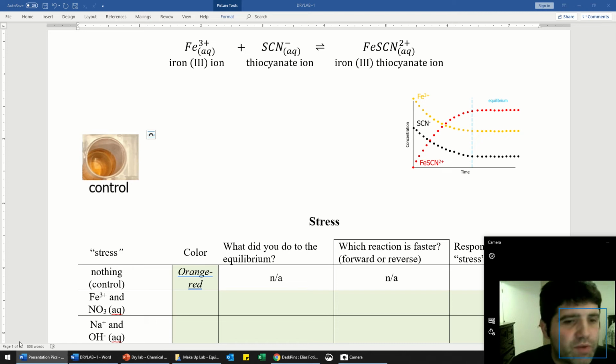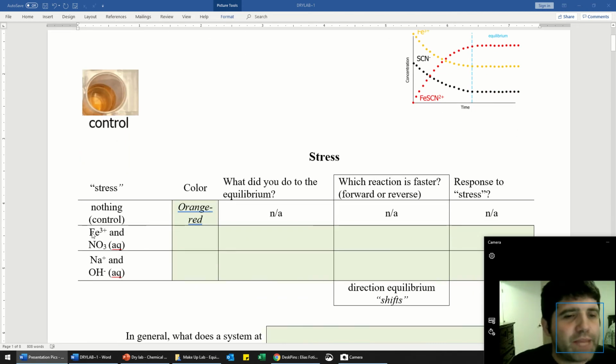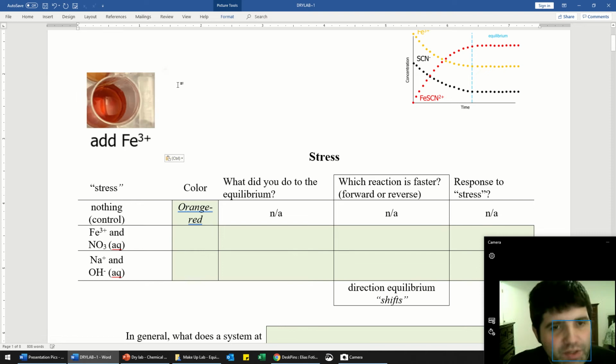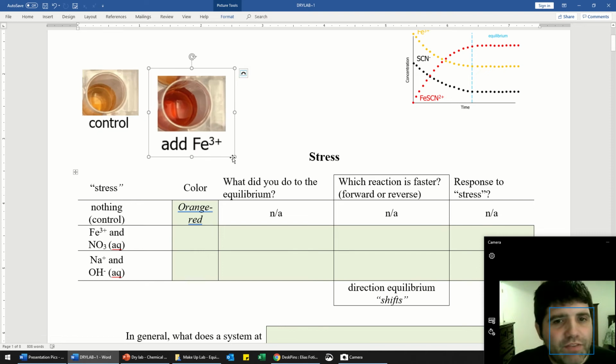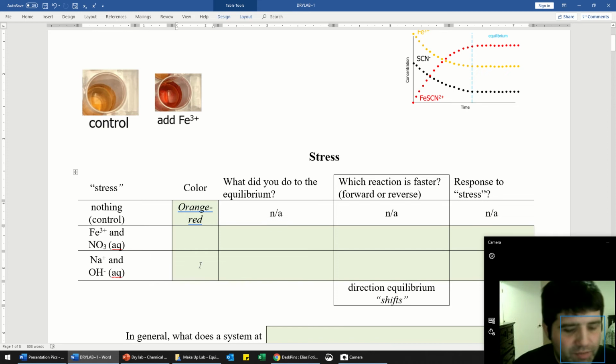Now what we're going to do is start to mess around with it. So the next thing we're going to add to it, the stress we're going to impose on it, is going to be adding some Fe3+ and NO3-. If you put some Fe3+ in there, the NO3- is there, but it's not doing anything, it's spectating. So it's really the Fe3+ that's doing something. So if we put that in there, what you're going to see is that when you add Fe3+, it's going to turn more red. So the color becomes more red.